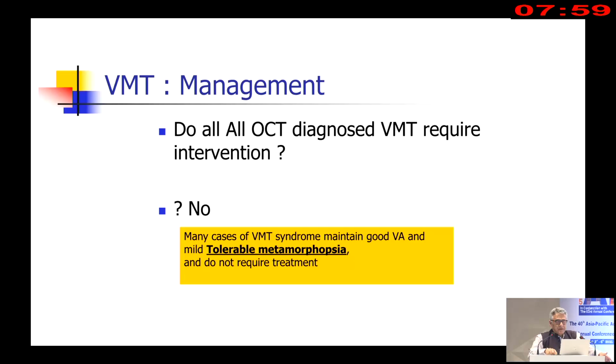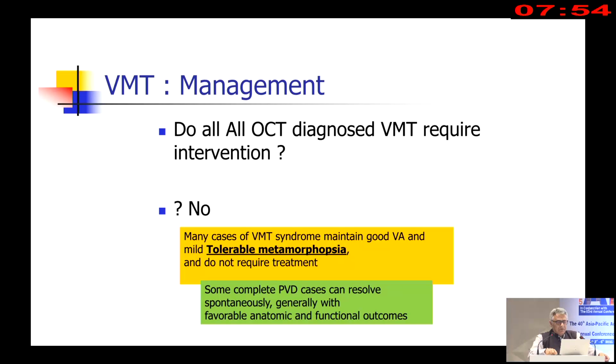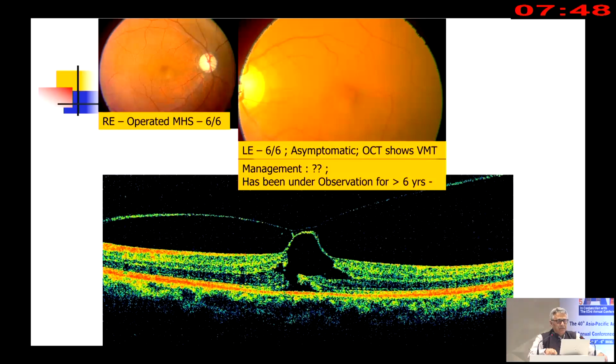A lot of these patients have good vision and mild or occasional metamorphopsia and do not require treatment. Some of these patients may develop complete PVD spontaneously, with resolution of symptoms. I'll show you one example of each. This is one I showed you before. Right eye, we had operated macular hole, fortunately good vision. Left eye, routine OCT showed this, but this patient does not have any complaint, so don't make patients scared that you have to get surgery done.